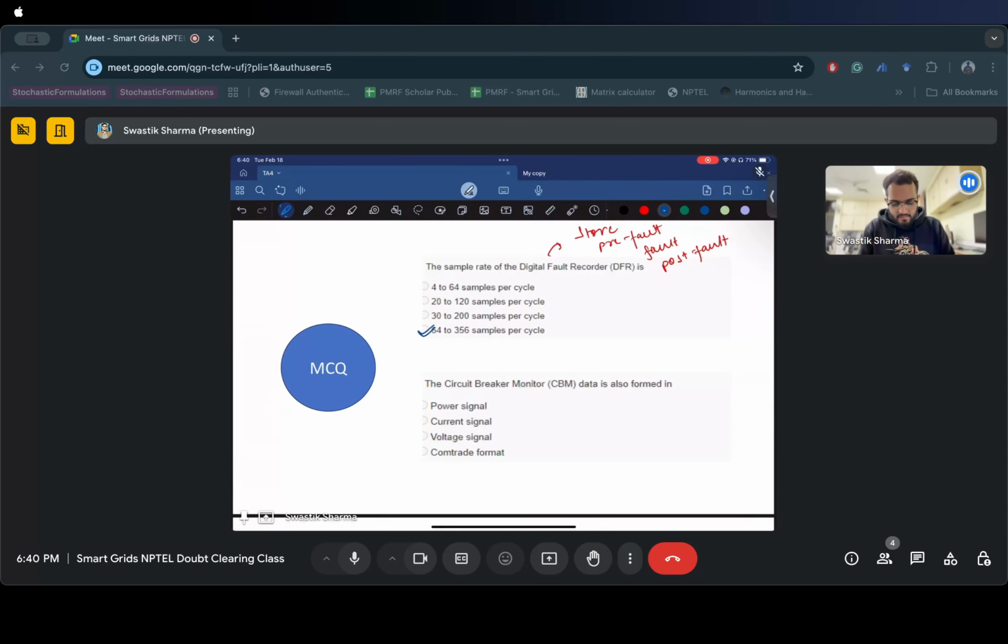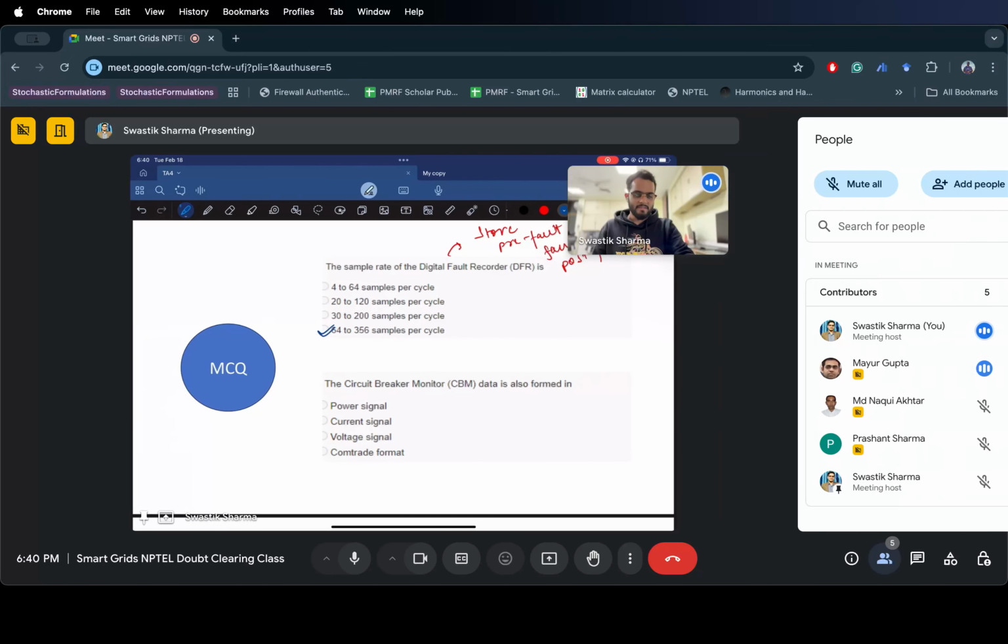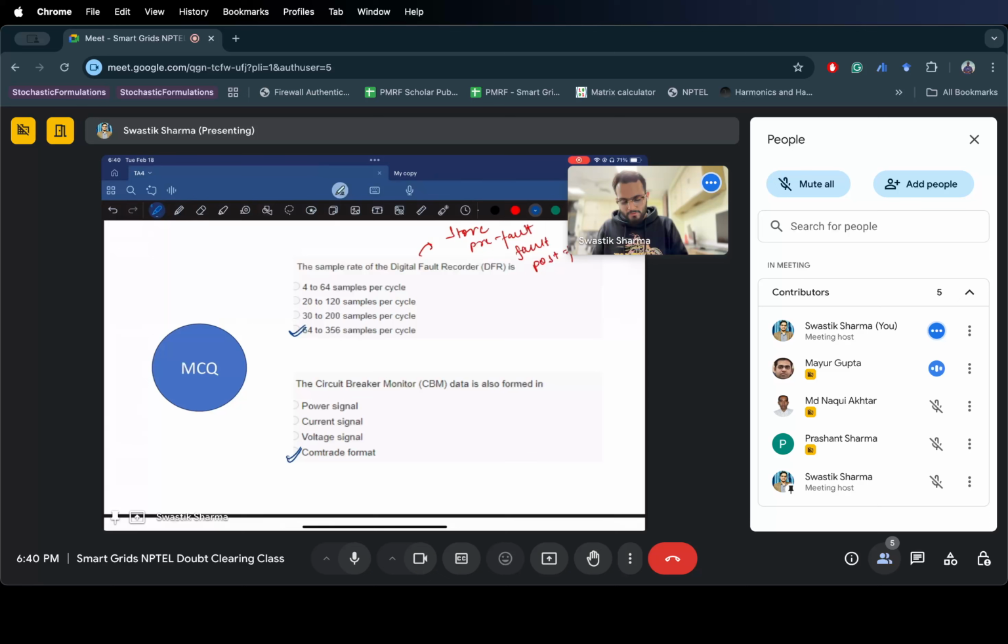Next, the circuit breaker monitor data is also covered. All the data stored in IEDs, digital fault recorders and protective relays is stored in a specific format. Can someone tell me, Mayur, I hope you know what the format name is, right? Comtrade format. So what is the complete name for this?